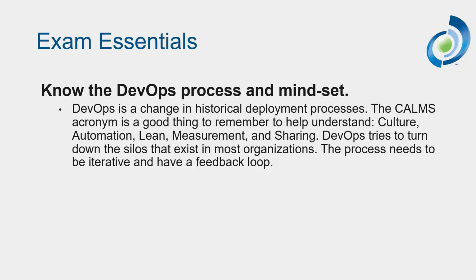So I will tell you that this is in the exam essentials, did not make it into any of the slides or anything that I discussed, but we do want to talk about the CALMS acronym. That is something that you might see again. So that's culture, automation, lean, measurement, and sharing. It's one of the agile methodologies and something that's kind of core to our current development lives.